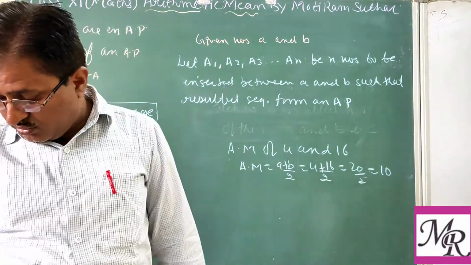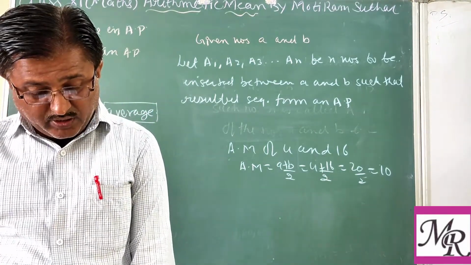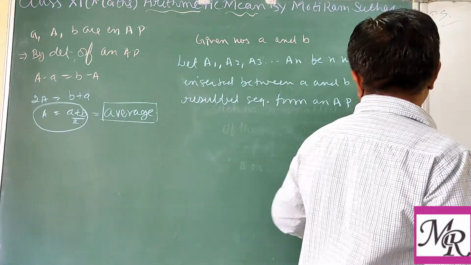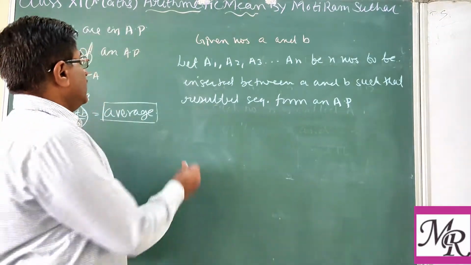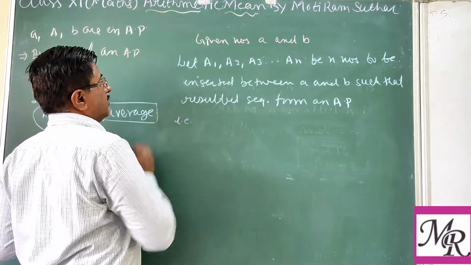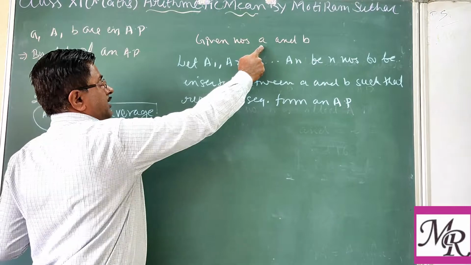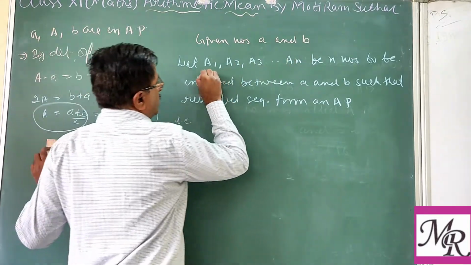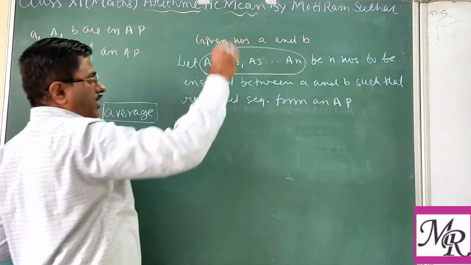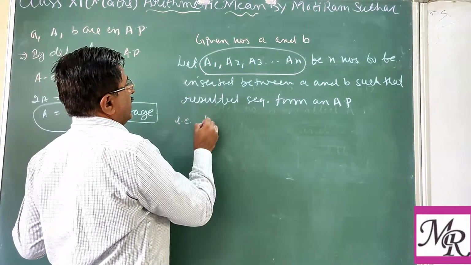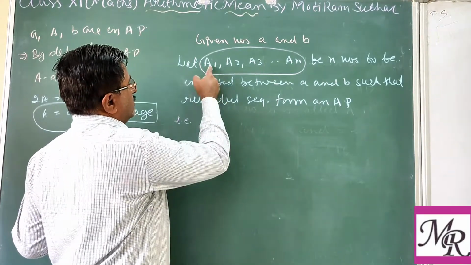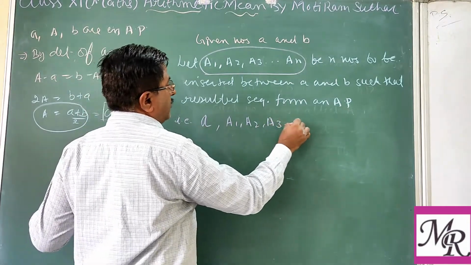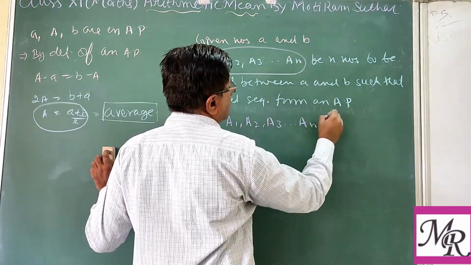Given two numbers A and B, we have to insert n numbers such that the resultant sequence will be an AP. That is, the first number is A and the last number is B. In between these two numbers, we are inserting n numbers. A is already given, and then we insert A1, A2, A3 up to An, and last B.